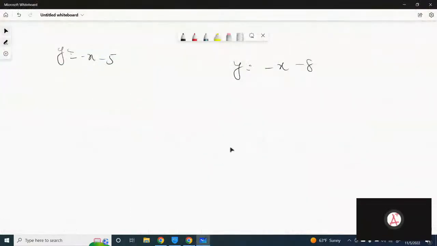Yes, okay. So you can match the equations with y equals mx plus b. Here m is 1, which means the slope is negative 1. And here b is negative 5. B is basically the y-intercept. So the y-intercept is x is 0 and y is negative 5.